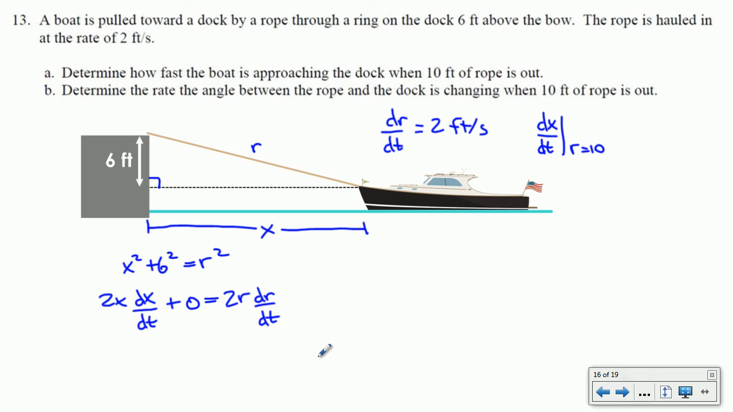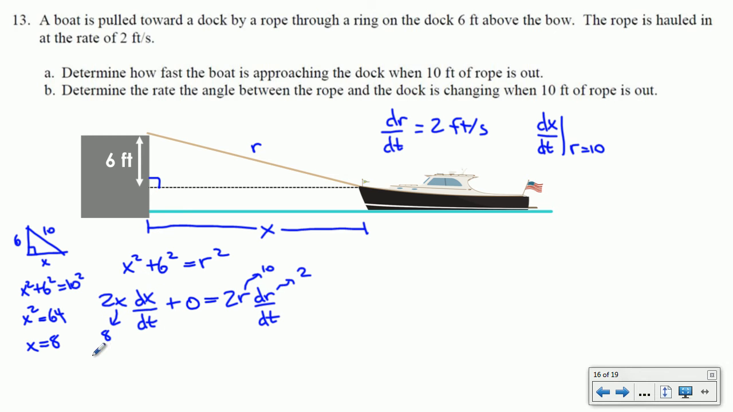Remember, we need to do the chain rule. So dx/dt is what we need to find out. We have r, that's 10. We have dr/dt, that's 2. And we need x. So at the point when the rope is 10, we need to use Pythagoras' theorem, 10, 6, and x. So x squared plus 6 squared equals 10 squared, and we'd eventually get x squared equals 64. Square root both sides, x equals 8. So we just sub that in for x there.